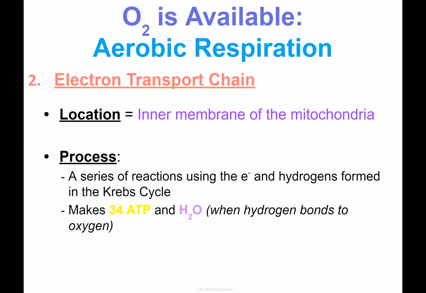Okay, you're also going to make water, okay, because you're going to have those hydrogen ions that are in the electron transport chain bonding to that oxygen that you are breathing in. Because remember, this is the aerobic respiration route, so you are going to have oxygen available. So you can see that you create the most ATP during this stage, the electron transport chain.